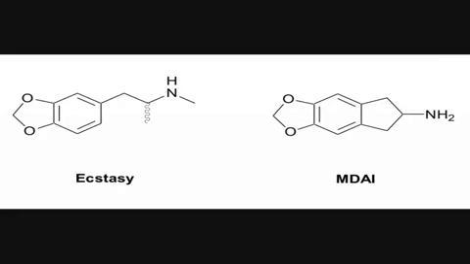As you can see, MDAI is a close analogue of ecstasy, just with a cyclic structure with the amine in instead of a linear one. So we're going to start off by thinking about how you actually discover the properties and effects of a drug like MDAI. There are three possible types of activity that a drug in this class might have.